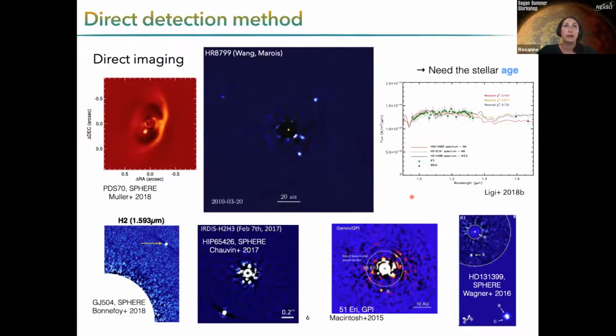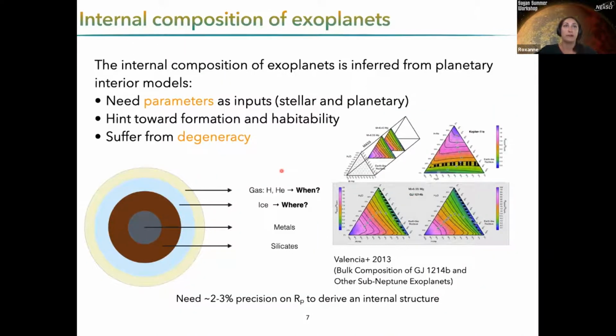So why do we need all of this? Well, the internal composition of exoplanets is inferred from the planetary interior models, which means that we cannot directly measure what an exoplanet is made of. So we need all these parameters. These parameters feed the interior models of planets.